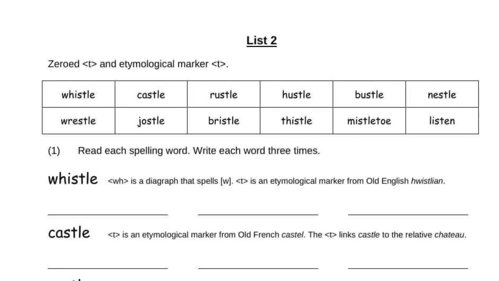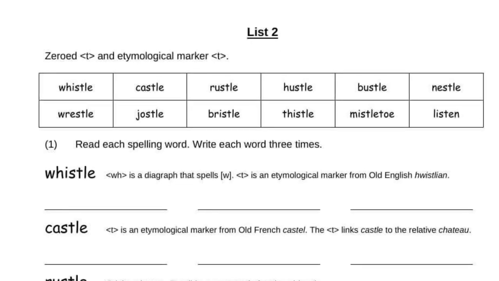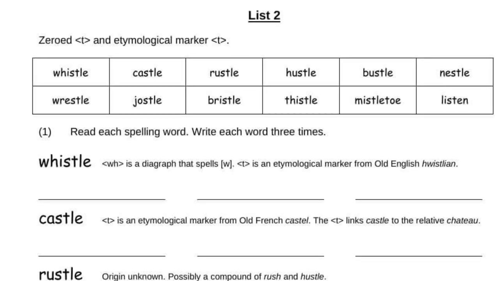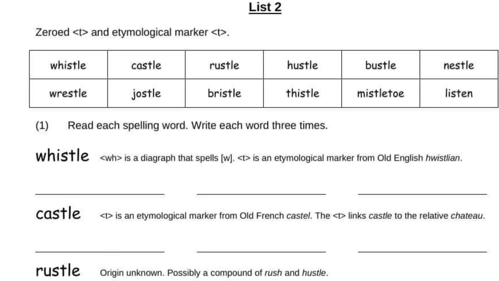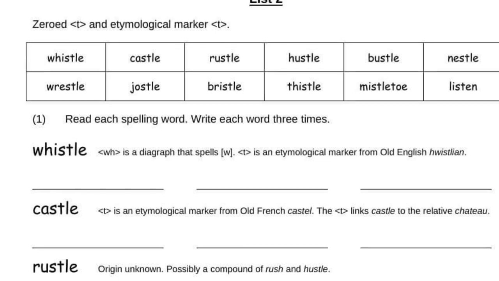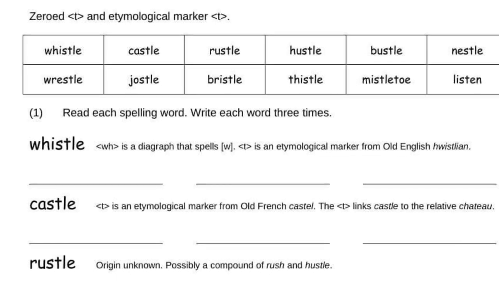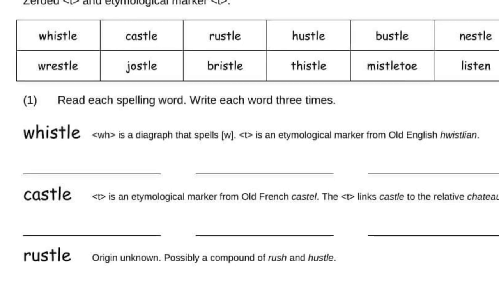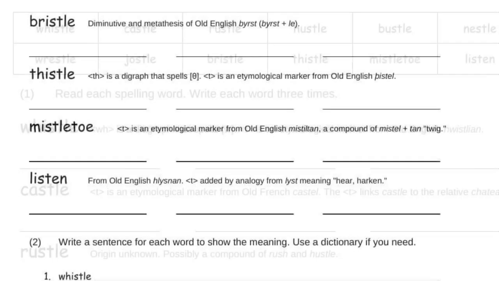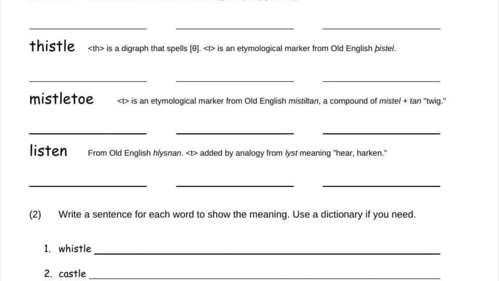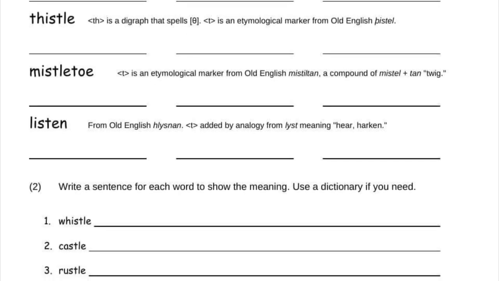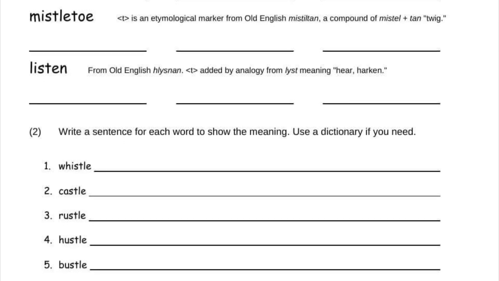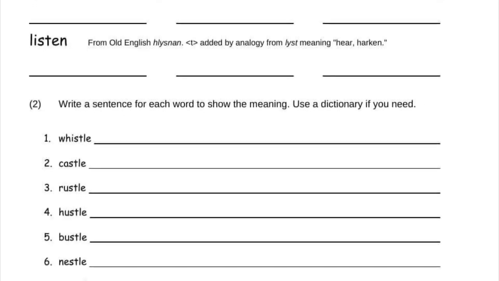We read any extra information about the spelling of a word together. For example, for the word whistle, WH is a digraph that spells wa. T is an etymological marker from the Old English huislian. The student then writes each word 3 times. Each list contains 5 activities. The student can complete 1 activity each of the 5 days of the week.